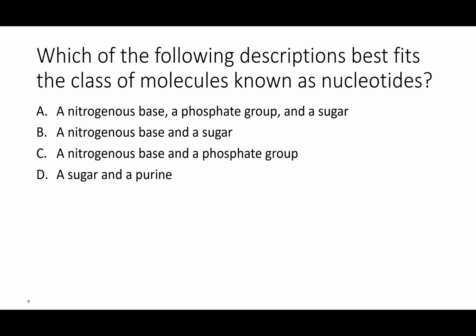How many components are we looking for in a nucleotide? 3. So we can already automatically eliminate this one, and that one. You don't even have to know what they are. You just have to know there's 3 things in a nucleotide. And what are they? They're a nitrogenous base, a phosphate group, and a sugar. It's the house, the driveway, and the pool. Okay? So you don't have to know the answer even, you just have to know what you're looking for.